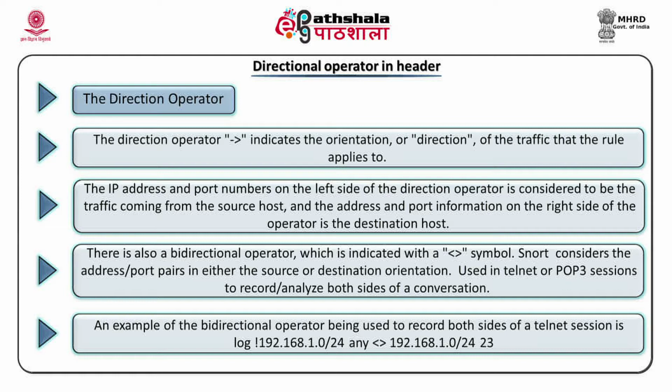Direction operator, we have seen, shows the direction in a single direction. The IP address and the port numbers on the left side of the direction operator are considered to be traffic coming from the source host, and on the right side are the destination hosts. There can be a bidirectional operator which is indicated by the less than and greater than symbol. It says that the traffic is bidirectional, usually useful in telnet or POP3 sessions.